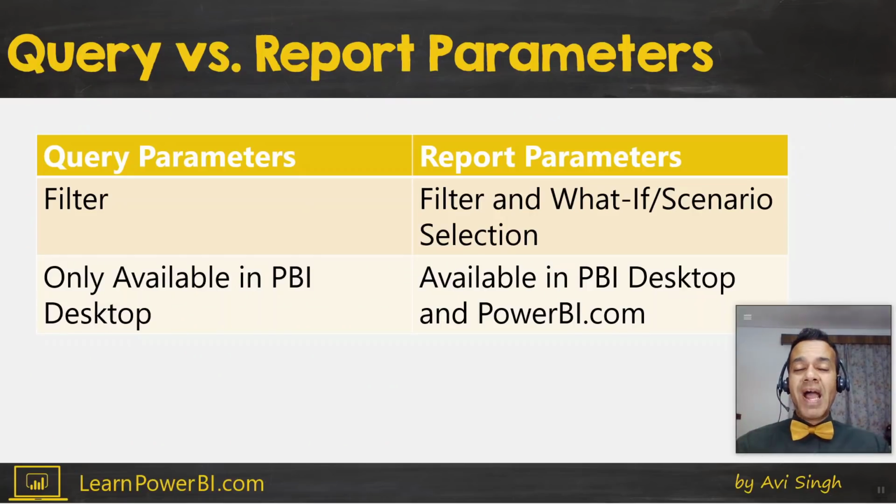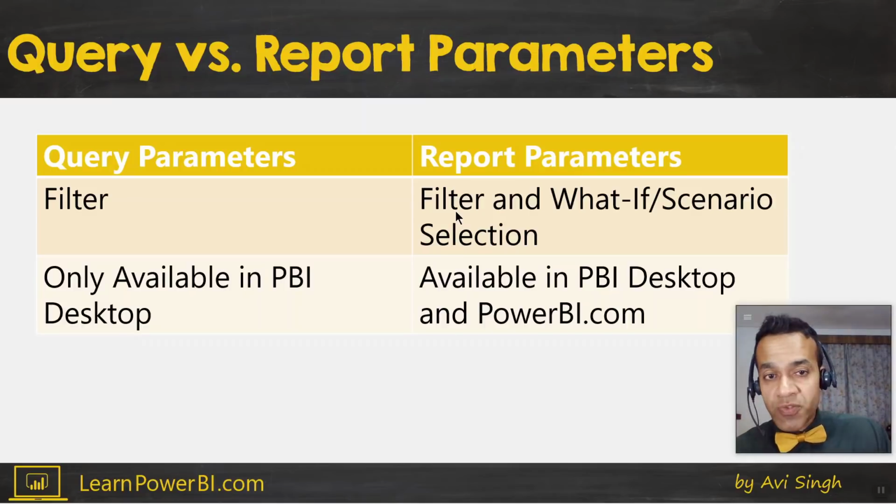Now let's go back and compare the query versus the report parameters. If you have watched both parts of this series, then you have seen the query parameters in play and you've seen the report parameters in play. Query parameters, the primary use of this is to filter the incoming data set. Theoretically you can use this for what if or scenario selection, but it's extremely rare, and I've never really seen it being used that way, although it is possible.